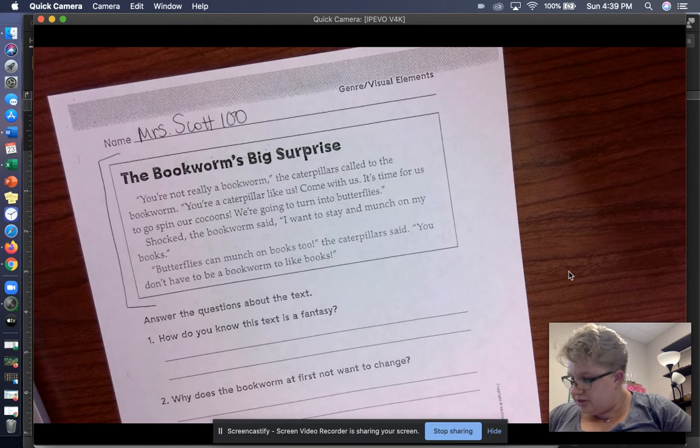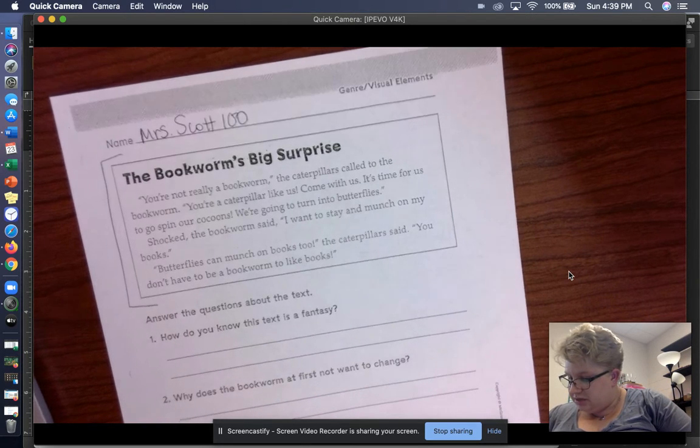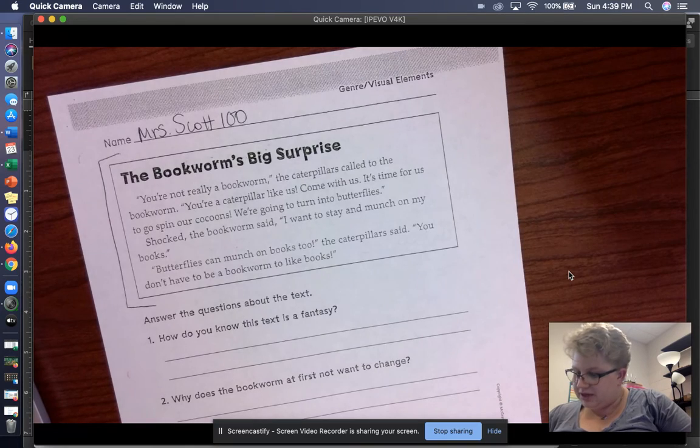The bookworm's big surprise. You're not really a bookworm, the caterpillars called to the bookworm. You're a caterpillar like us. Come with us. It's time for us to go spin our cocoons. We're going to turn into butterflies. Shocked, the bookworm said, I want to stay and munch on my books. Butterflies can munch on books too, the caterpillar said. You don't have to be a bookworm to like books.